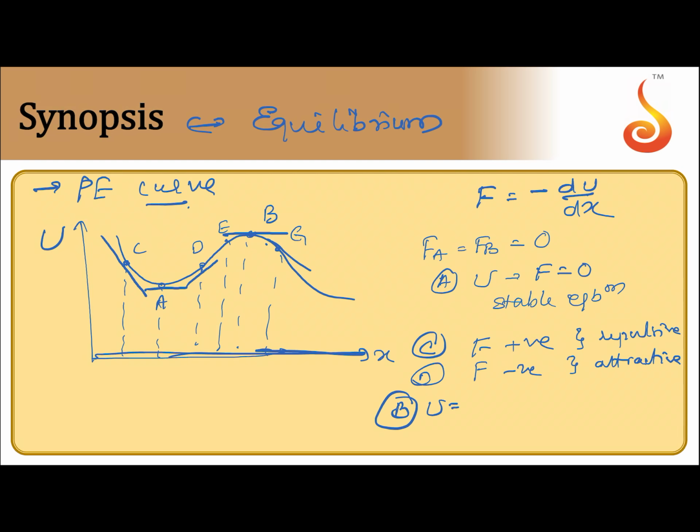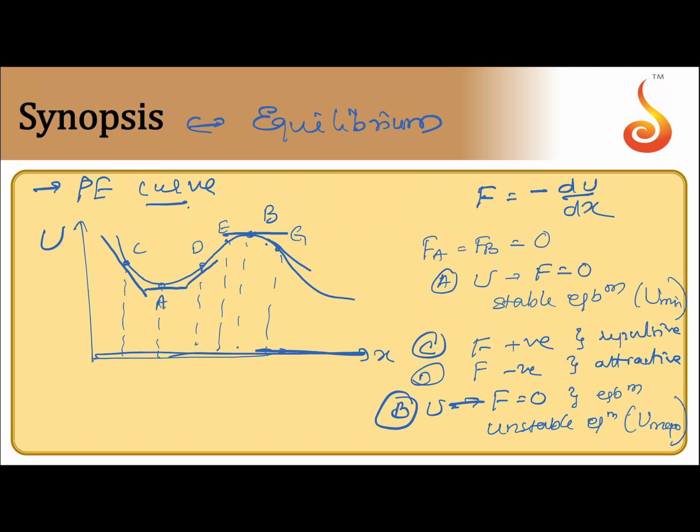Let us now consider another point, that is point B. Here again the potential energy curve tells us that the force is 0. Now this also corresponds to equilibrium, but this is actually unstable equilibrium position. Why unstable? Because in the first case potential energy is minimum, while in this case potential energy is not minimum, in fact it is maximum. So this A and B correspond to equilibrium position. One of them is stable and the other is unstable.